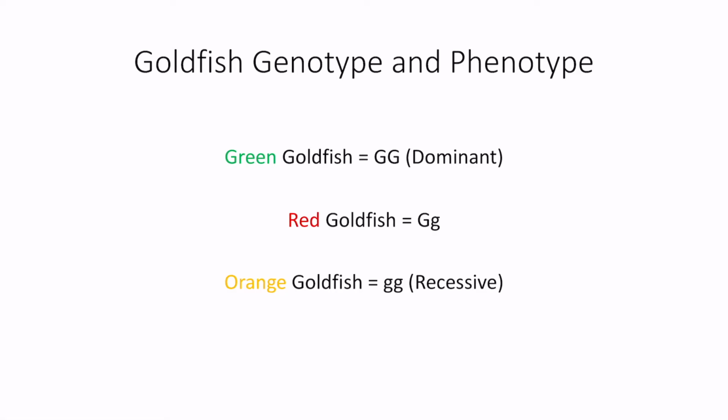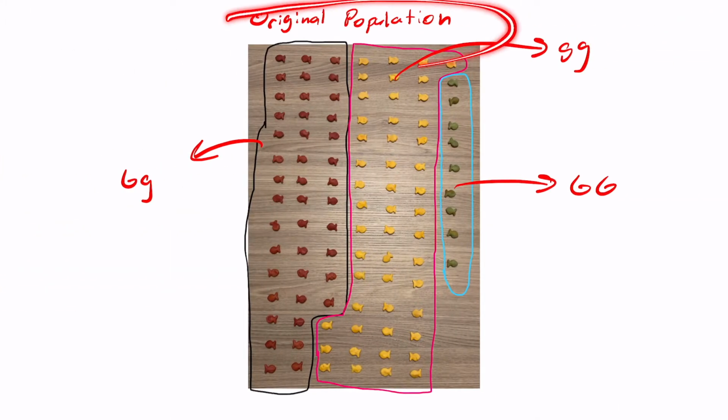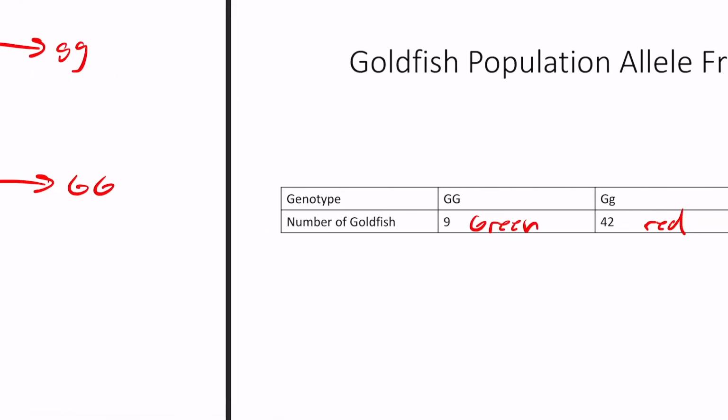Today we're going to be talking about the Hardy Weinberg Equilibrium and selection. Our population is going to consist of goldfish with these specific phenotypes. Here is our original population, and as you can see, the genotypes are expressed in this population.